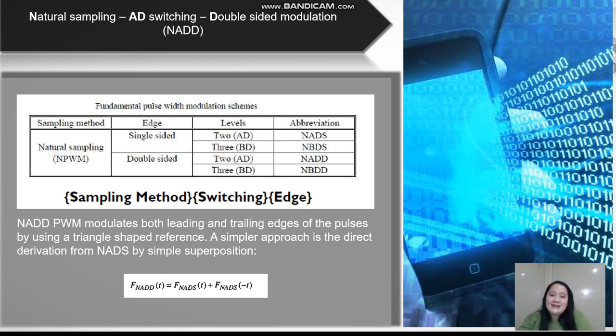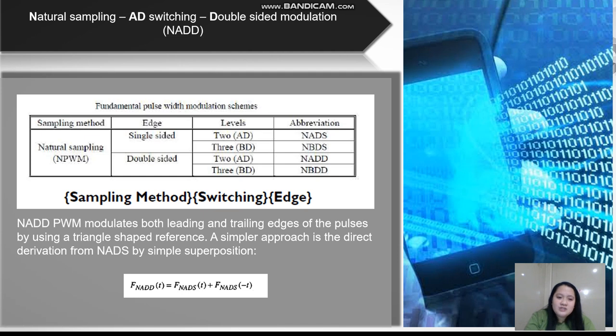So what is the NADD? So NADD stands for natural sampling. Like you can see here, the sampling method, and you're gonna choose the edge, which is the edge is the double-sided. Next is the level, which is the AD, the 2-1, and you can see here is the NADD. So the meaning of it is natural sampling, AD switching, double-sided modulation.